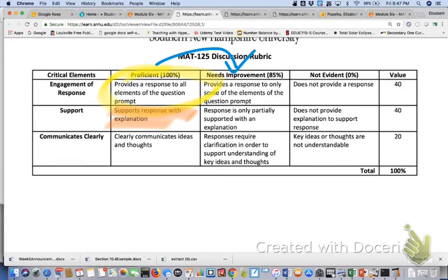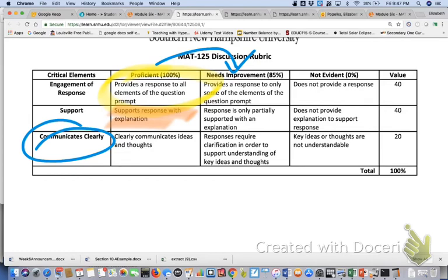And this class actually does a great job of the clear communications. We have very, very few typos. A lot of your writing is very easy to understand. I'm not too worried about us here. But the things that definitely are the issues are that engagement and that support.